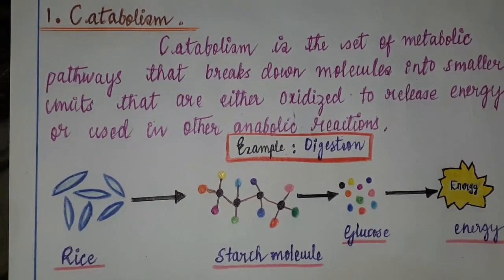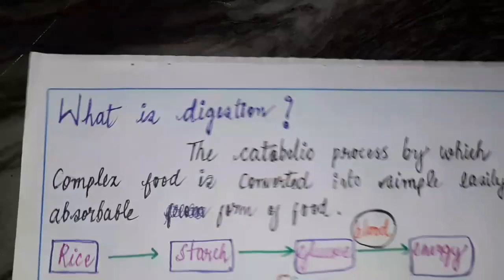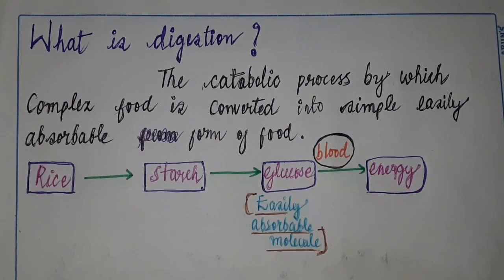So let's move to the actual topic, that is, what is digestion. Digestion is a catabolic process by which complex food is converted into a simple and easily absorbable form of food, right? So this is a catabolic process, we know that. The complex food, the larger molecule, is breaking down into its smaller units so that it is easily absorbable, so that it can easily diffuse into the bloodstream. This is what digestion is.